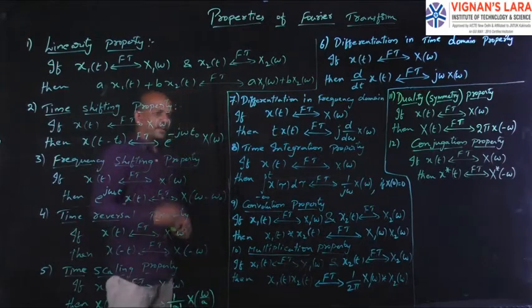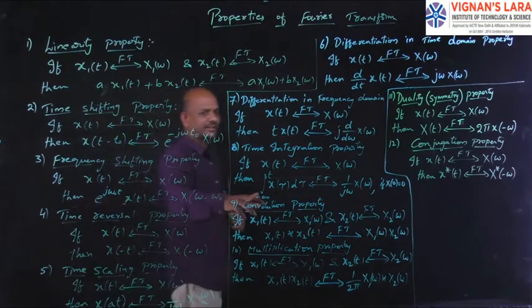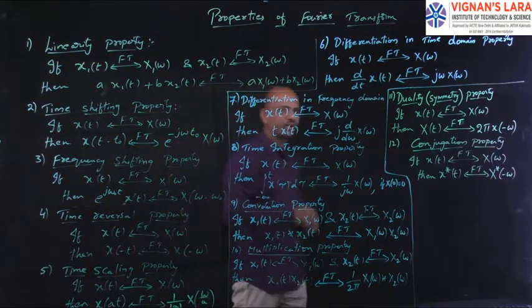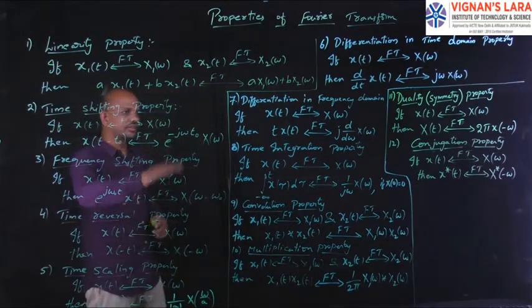So finally, if x of t is having a Fourier transform x of omega, then the time integration property states that integral minus infinity to t x of tau d tau will have a Fourier transform 1 by j omega into x of omega if x of 0 equal to 0. This is the time integration property.